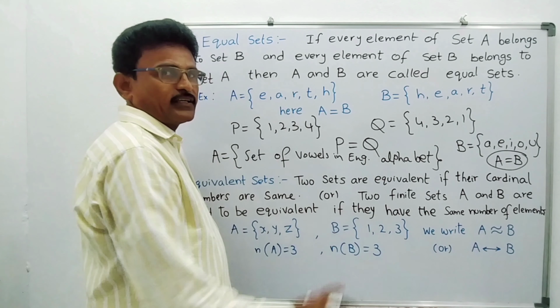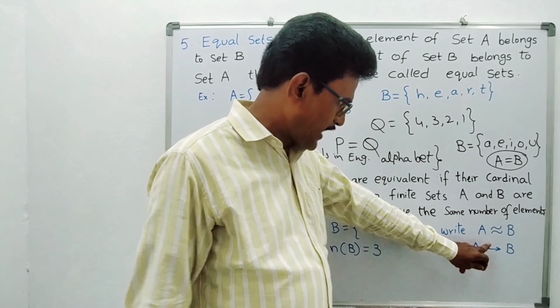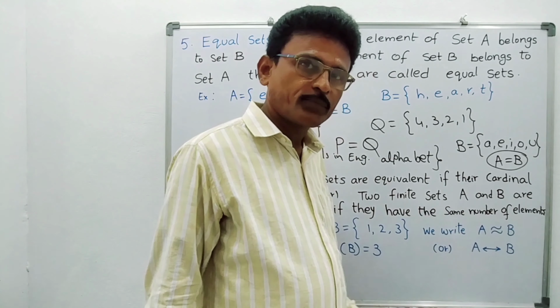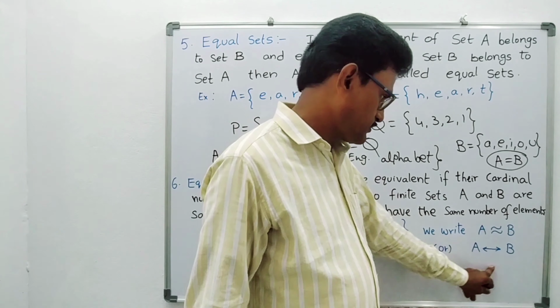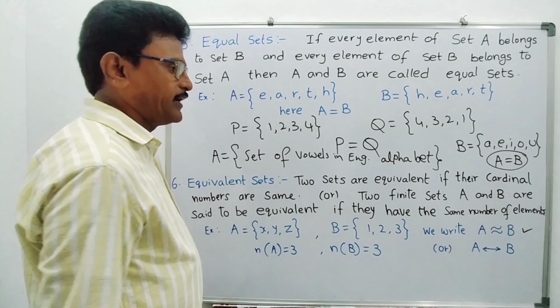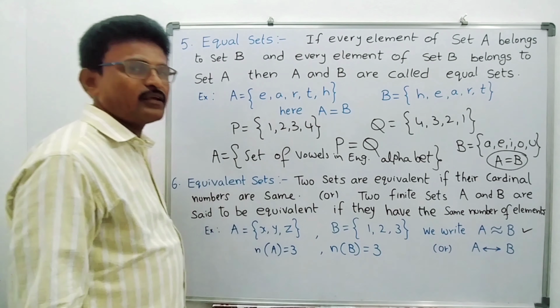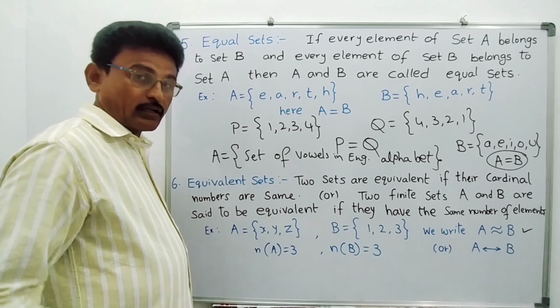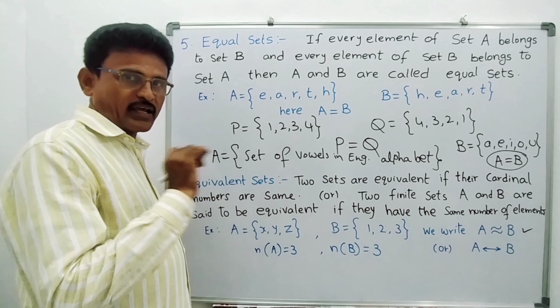Here 3, here 3. Okay, both are equivalent. So we write equivalent sets like this: A equivalent B. In some books they represent it like this also. Generally we will use this symbol. A equivalent B means the number of elements in set A and set B are equal. Number of elements equal, okay, not same elements.